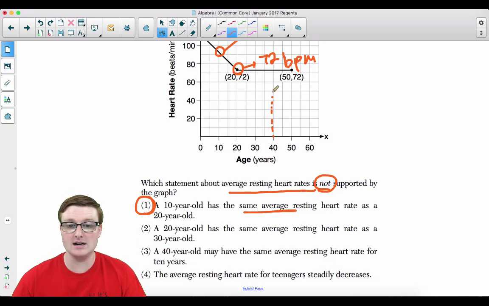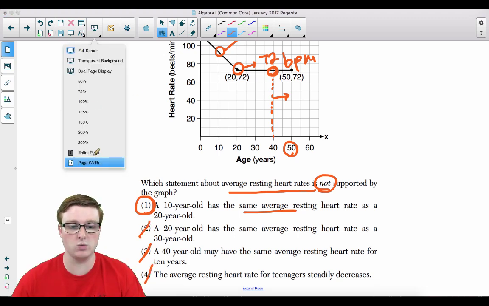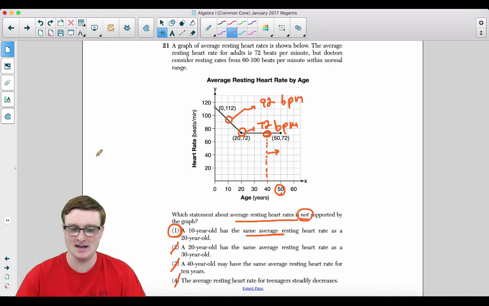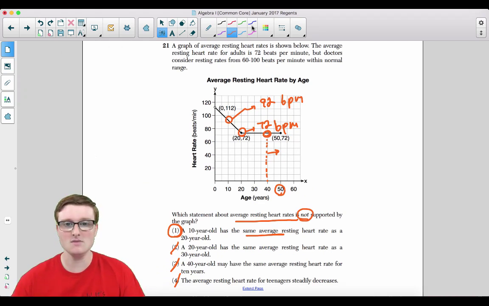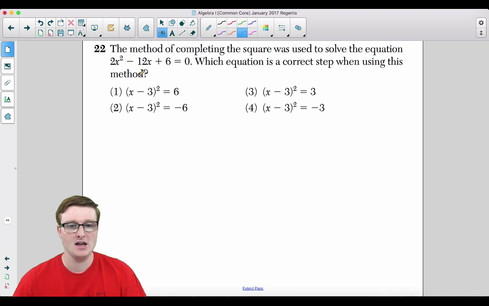Because at 40 years, his or her average resting heart rate is 72, and it continues on for 10 years. At age 50, that person still has an average resting heart rate of 72 beats per minute. So that is actually correct. Choices 2 and 4 are also correct, so the answer is going to be choice 1. But if you were confused on choice 3, that might be a reason why. All right, moving on.